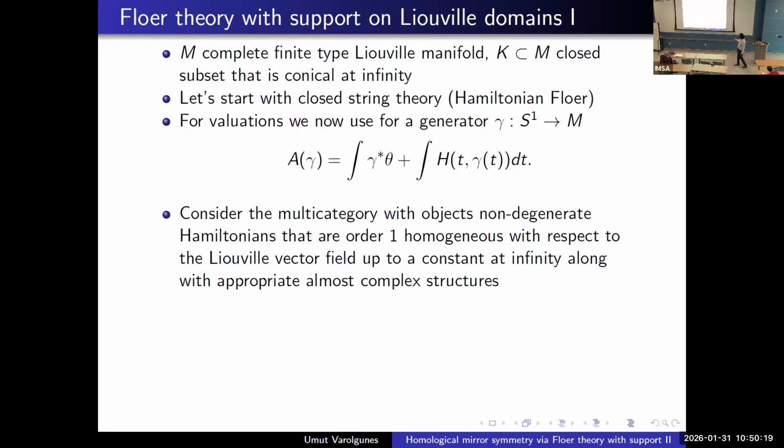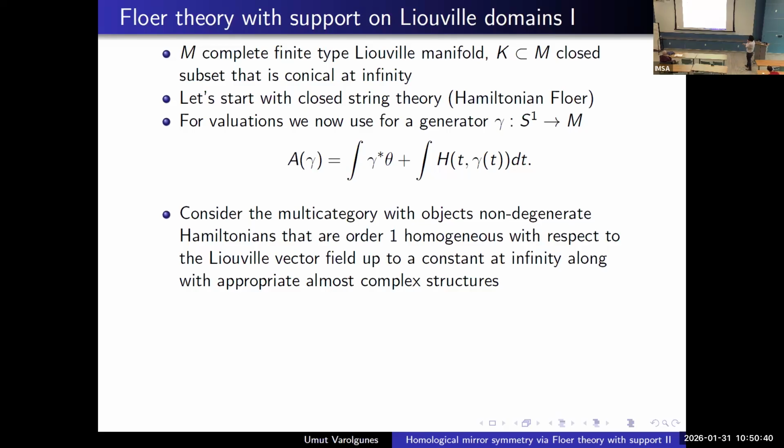So now I consider the multi-category. Instead of Morse functions, now I have to choose Hamiltonian functions and almost complex structures and so on, and those are going to be my objects. Multimorphisms will be families of Riemann surfaces equipped with data that extends those at cylindrical ends and so on. But the formalism is the same.